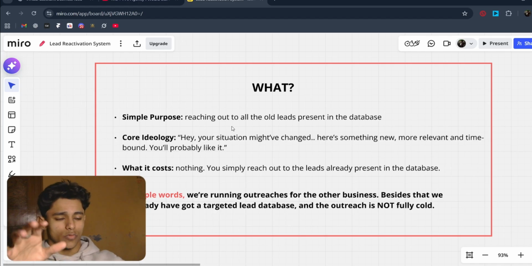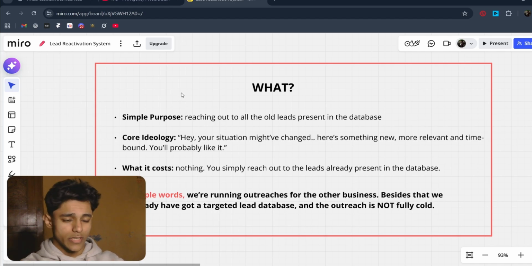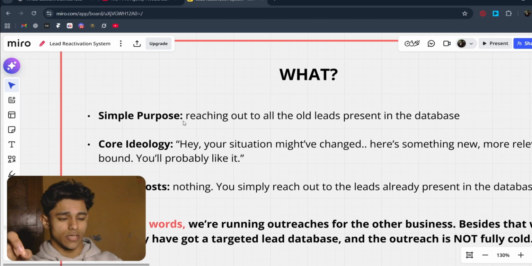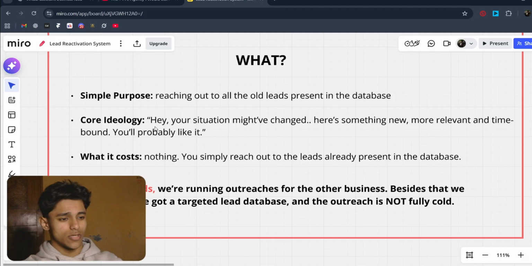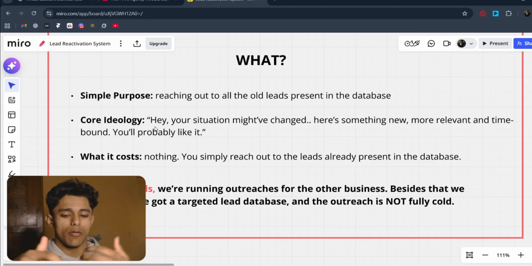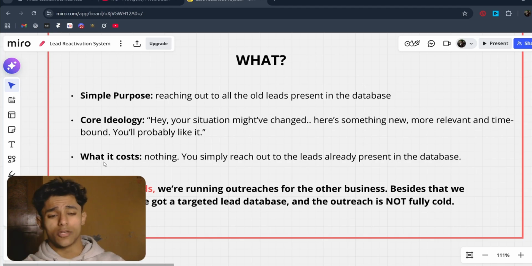So what we're going to do is reach out to all those old leads present in the CRM database. The core ideology is: hey, your situation might have changed. Here's something new, more relevant, and more time bound that's going to connect more with your goals, and help you even more to reach them, either in terms of fitness or money or any such thing.